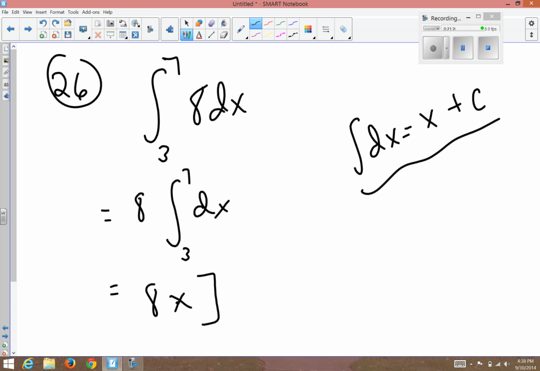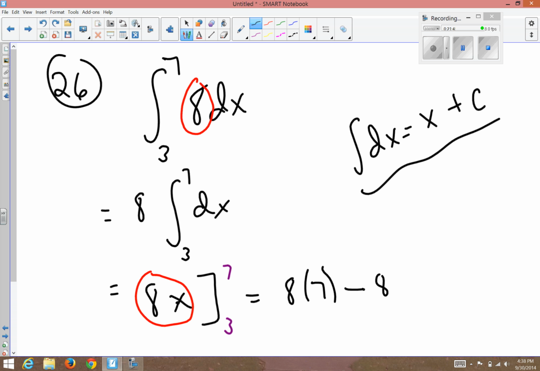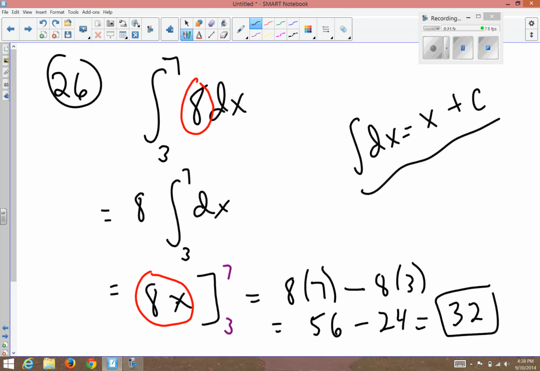I hope if I ask you this in class, you'll say the reason is because the derivative of 8x is 8. So the antiderivative of 8 dx is 8x. The 7 and the 3 means we write 8 times 7 minus, always minus, 8 times 3. 56 minus 24 is 32, and that's the answer to number 26. Now we're going to number 28.